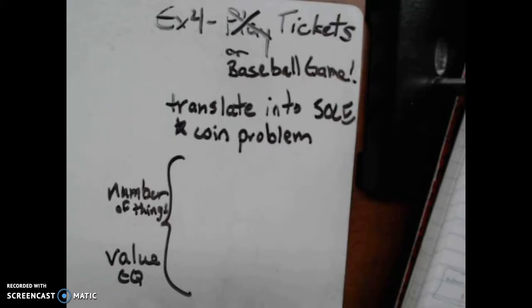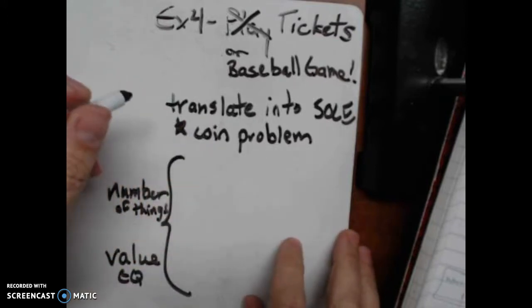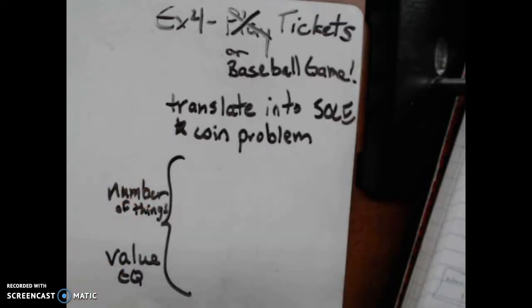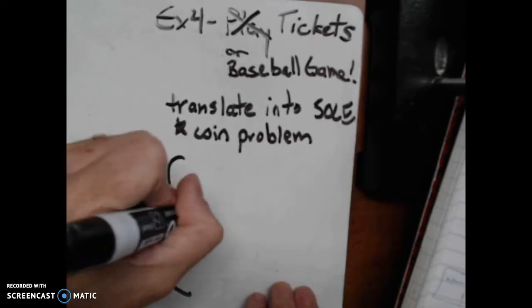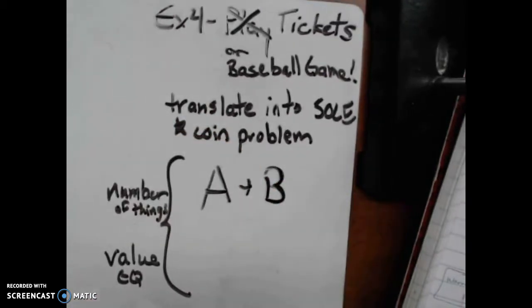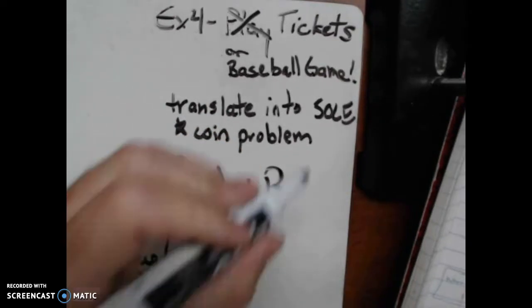What we're going to do is similar to what we did with the coin problems and translate this into a system of linear equations. So we've got two types of tickets. Let's see, what do we got? We got box office, and let's do, I don't know, we'll pick two letters. I'm just gonna pick A and B. And A are the $5 seats, and B are the $8 seats.